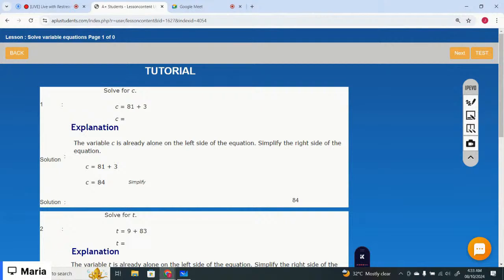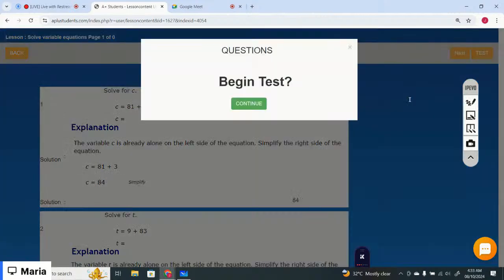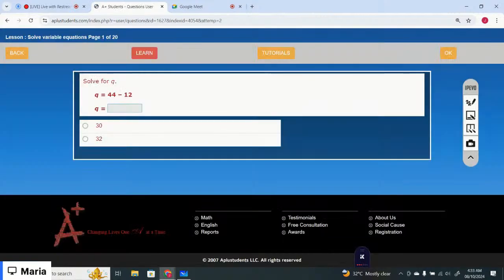Okay, let's just start with the test questions. Solve for q, that is q equals 44 minus 12. So variable q is already isolated, right? Isolated means the variable is on one side and numbers are on the other side. You simply have to do 44 take away 12.